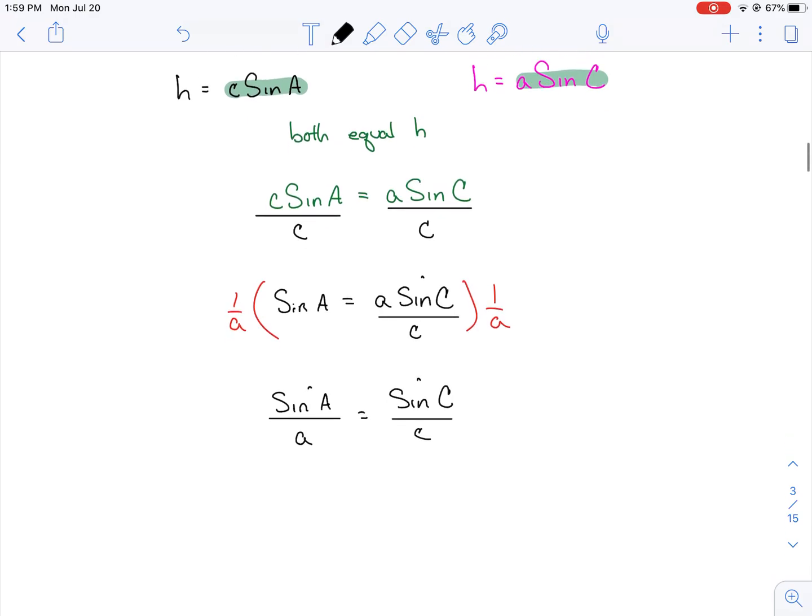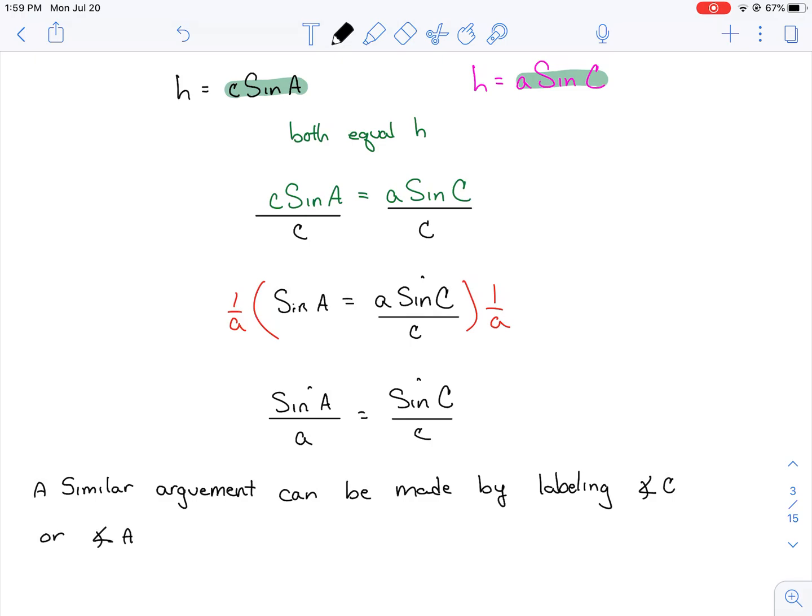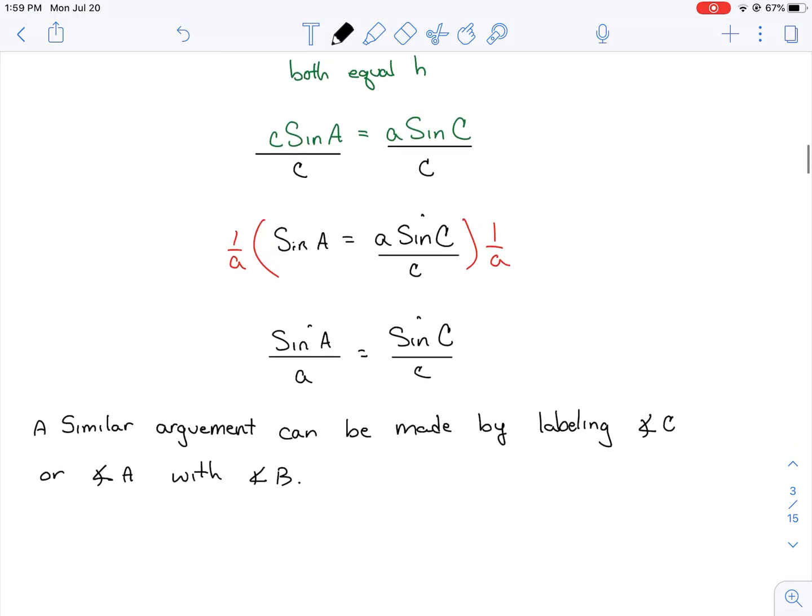Now notice we left off angle B. However, a similar argument can be made by labeling angle C or angle A with angle B. So therefore, sine of capital A divided by a is equal to sine of capital B divided by b, which is equal to sine of capital C divided by c. And the proof is done.